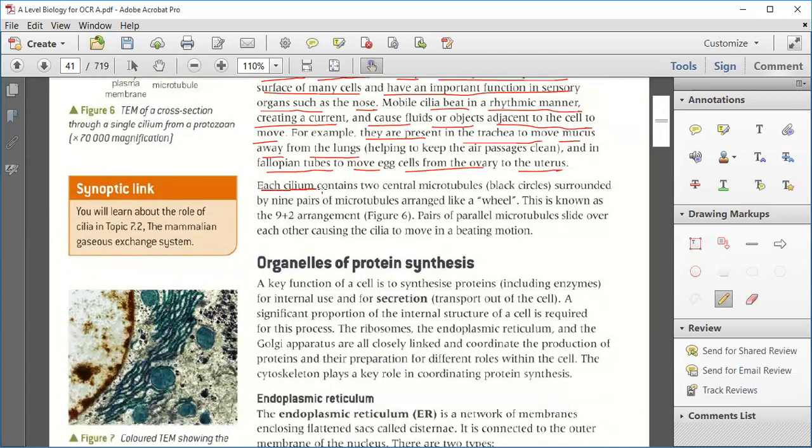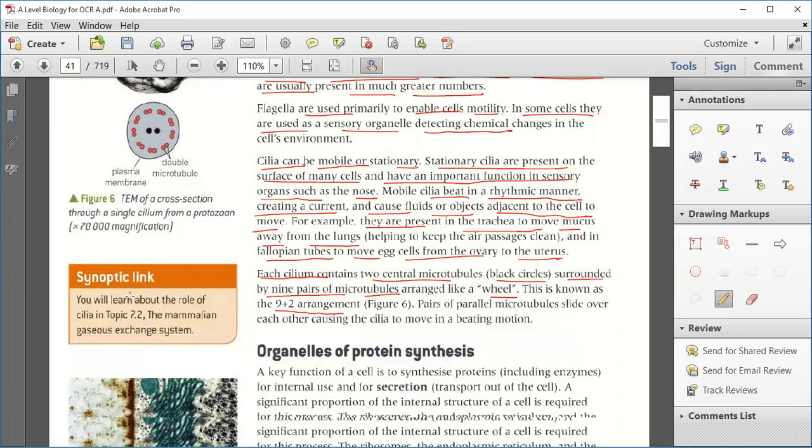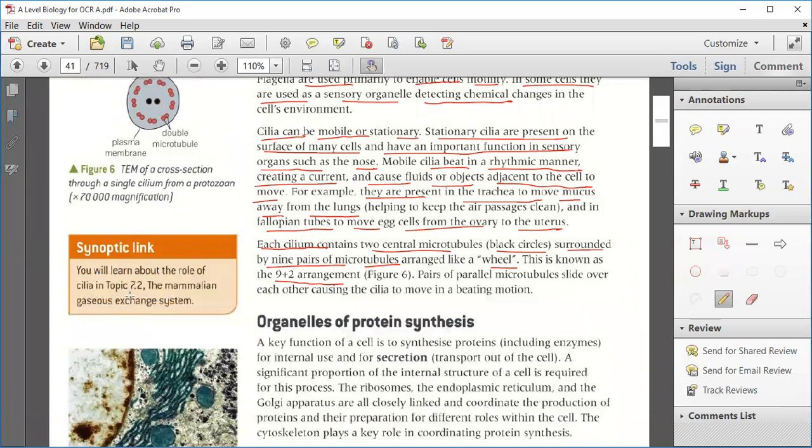Now, cilium contains two central microtubules, that is the black circles, surrounded by nine pairs of microtubules arranged like a wheel. So this is the arrangement of the microtubules. This is known as the 9+2 arrangement, figure 6. Sorry, this is not the figure, this is the figure.